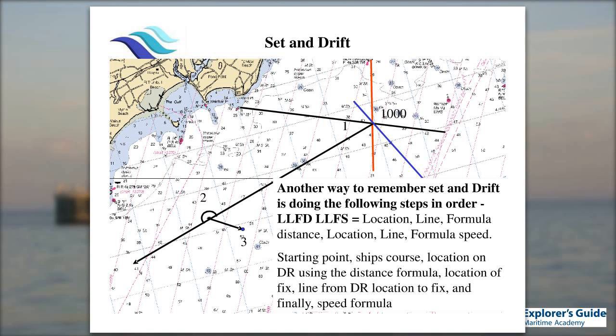Let me go back to that. The second one is between 2 and 3. We've measured that. Here's our new locations where number 3 is. Here's our second line, and we have to do that formula a second time, this time to get speed.